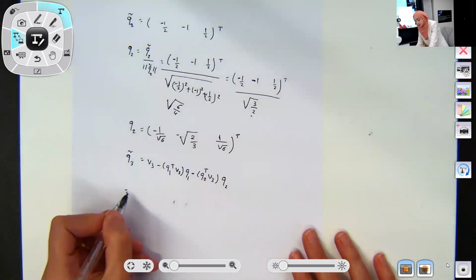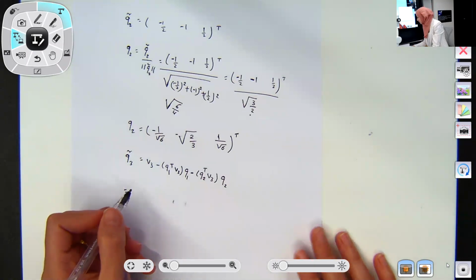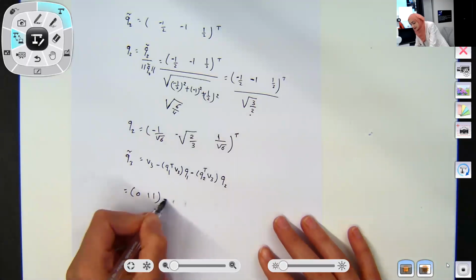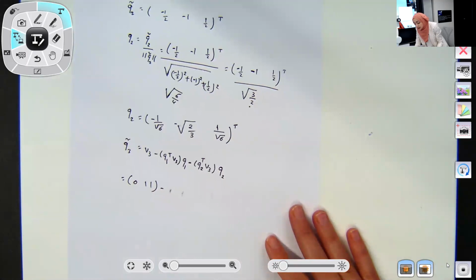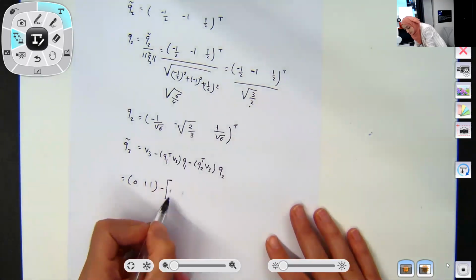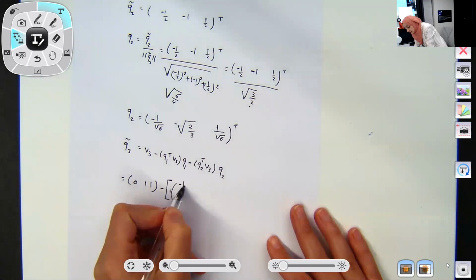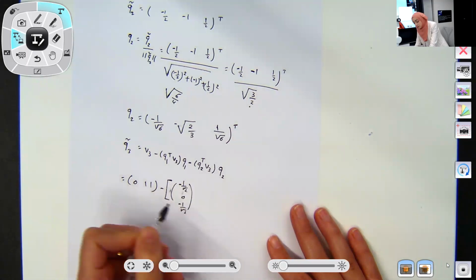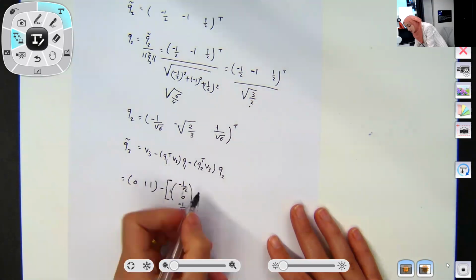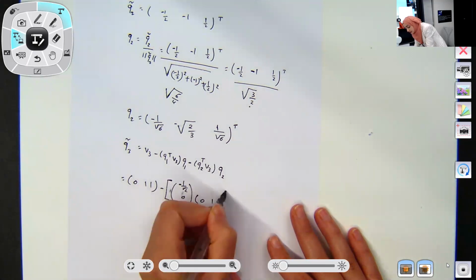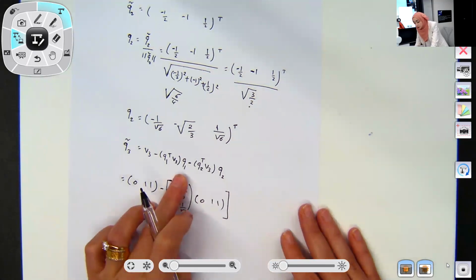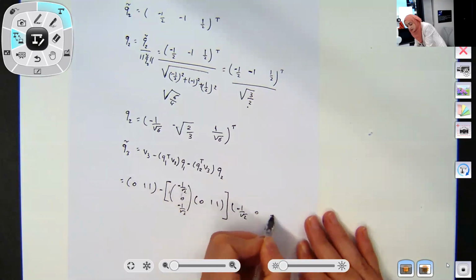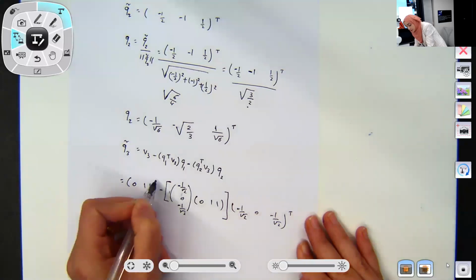Let's try to substitute. The value of v3, from the question, equals 0, 1, and 1, minus q1 transpose times v3. The value of q1 transpose equals minus 1 over square root of 2, 0, and minus 1 over square root of 2, multiplied with v3, which equals 0, 1, and 1. And all of these multiplied with q1, which equals minus 1 over square root of 2, 0, and minus 1 over square root of 2, transpose.